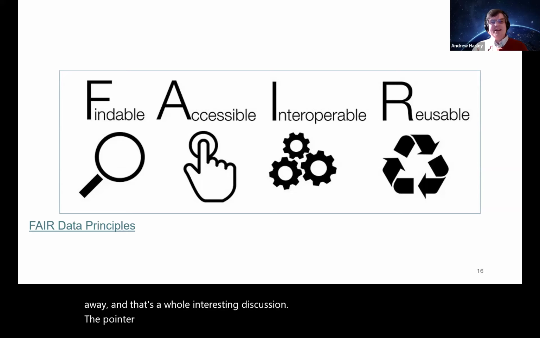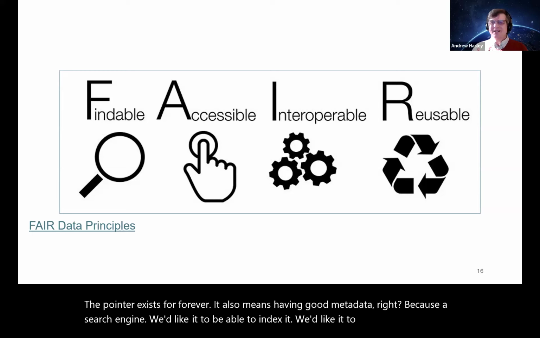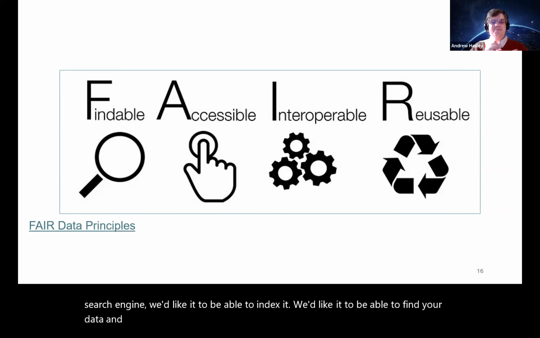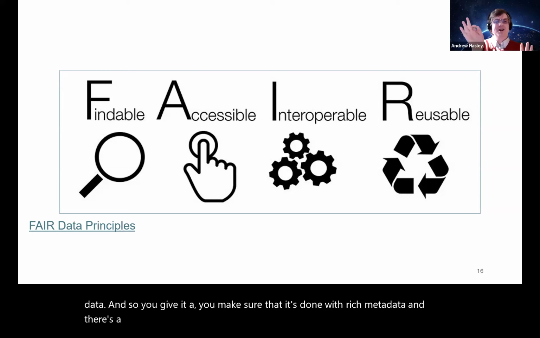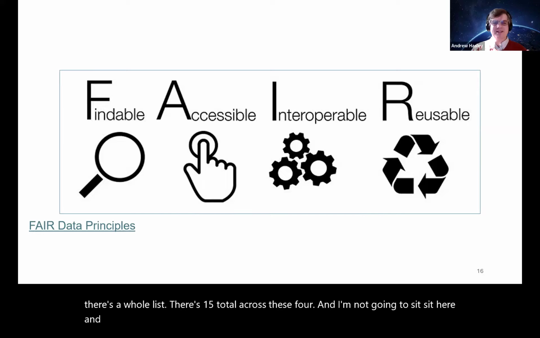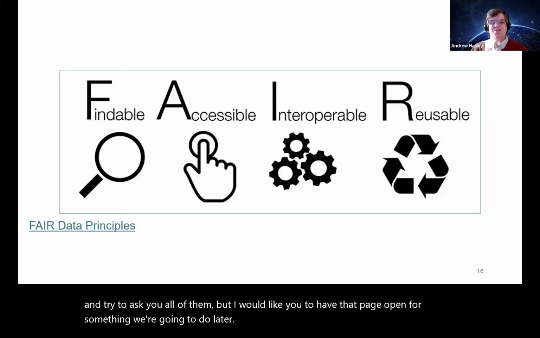It also means having good metadata, right? Because we'd like a search engine to be able to index it and find your data. So you make sure that it's done with rich metadata. There's a whole list, 15 total across these 4. I'm not going to ask you all of them, but I would like you to have that page open for something we're going to do later. So findability: can someone know that the data exists?